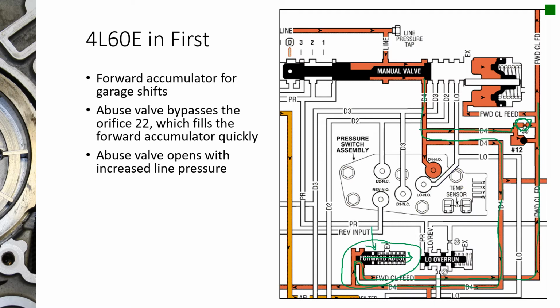Now all the fluid, regardless, still has to flow into this forward accumulator circuit and stroke the accumulator. So it's still not good to do what they call a neutral drop, where you're in neutral, you're revving the engine up, you just drop it into drive. That's not healthy for the transmission at all. Yeah, we'd be able to bypass orifice 22 because of our forward abuse valve, but we still have to deal with stroking the accumulator and applying the clutch. So it's just a way of adding a little bit of protection to this transmission because it needed it.